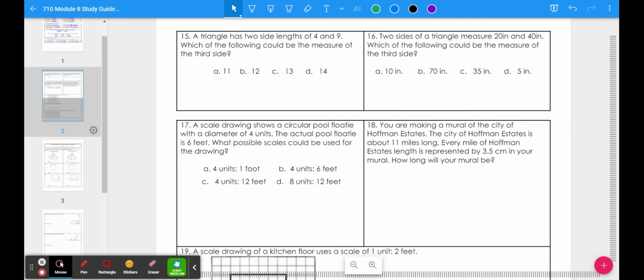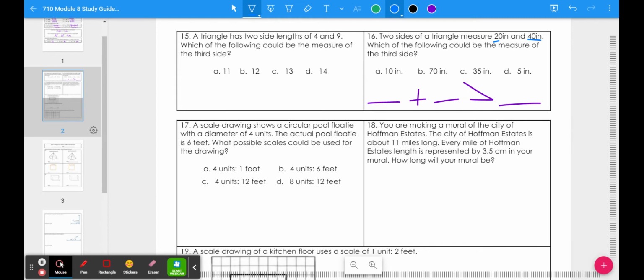So I wanted to start with problem number 16. If you remember, the two smallest sides of a triangle have to add up to be greater than the length of the biggest side that you are given. So we're given 20 and 40. And depending on which of these choices, A, B, C, D, you pick, determines if it's one of the shorter sides or one of the longer sides.